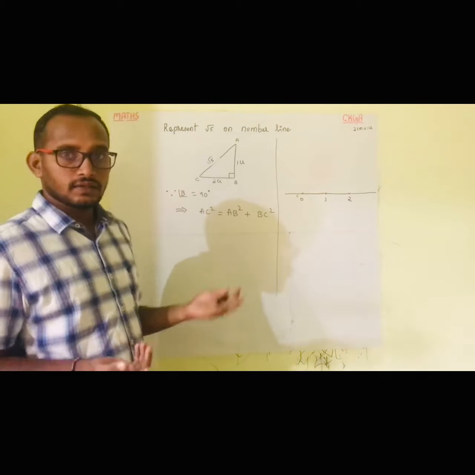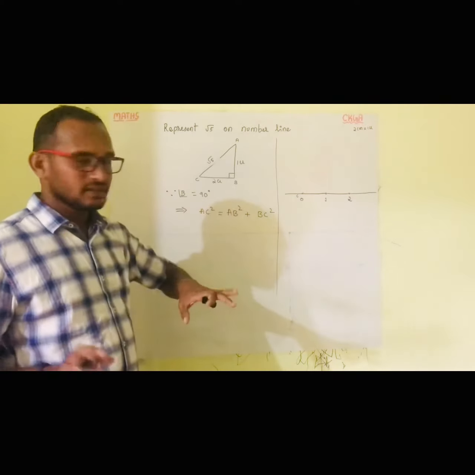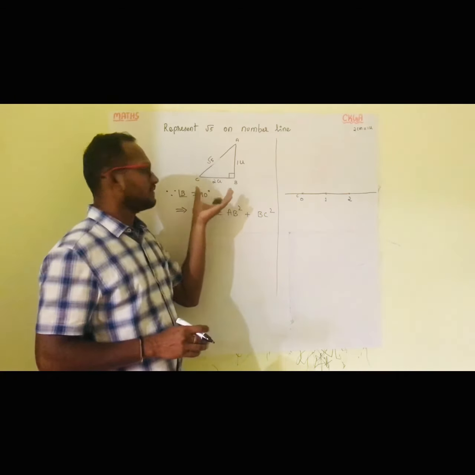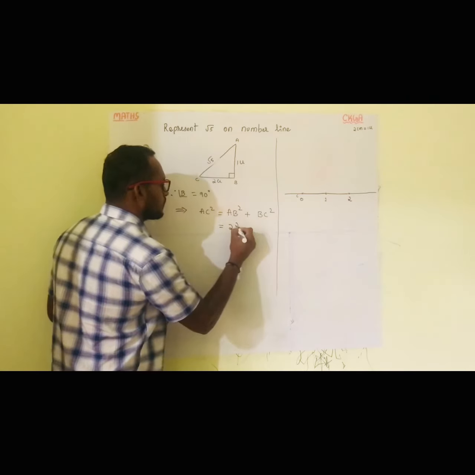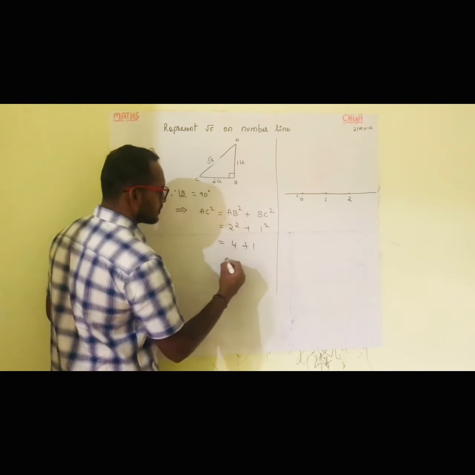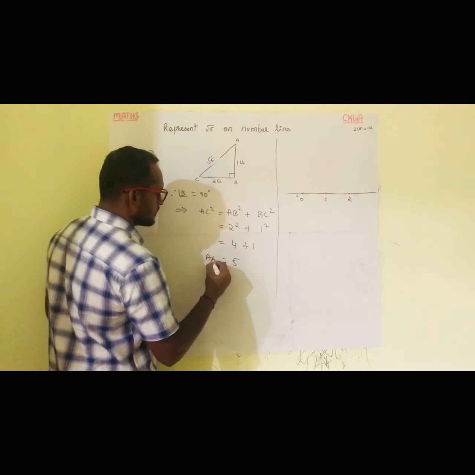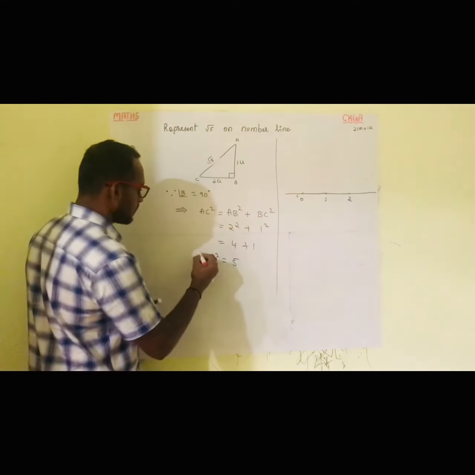This was my prediction. If you take 1 and 1, you won't get it, so I modified 1 to 2. Let's see what is going to happen. AB square is 2 square, and BC square is 1 square. 2 square is 4 and 1 square is 1, so it is 5. That is AC square. To get rid of the square, you go for the square root.